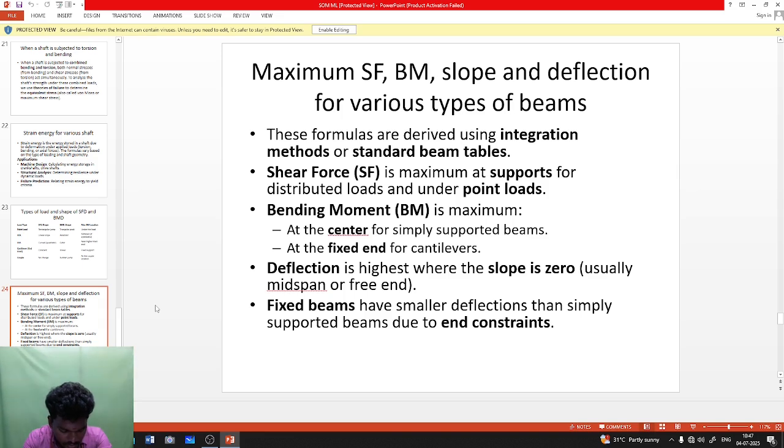And for a cantilever beam with a moment at its free end, the maximum shear force is 0, the maximum bending moment is M, the slope is formulated as M L divided by EI, and the deflection is formulated as M L square divided by 2 EI.